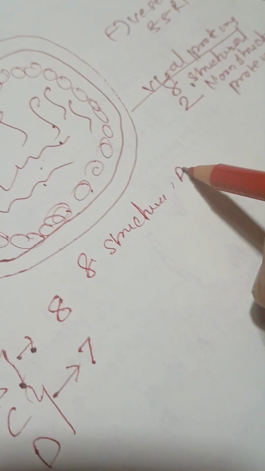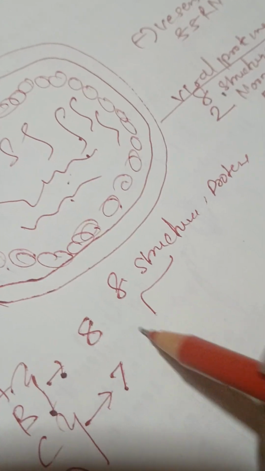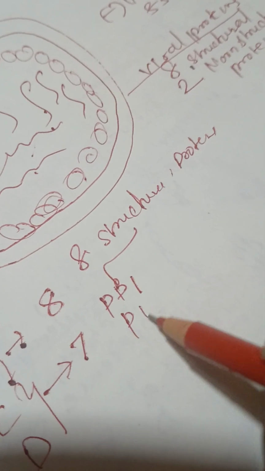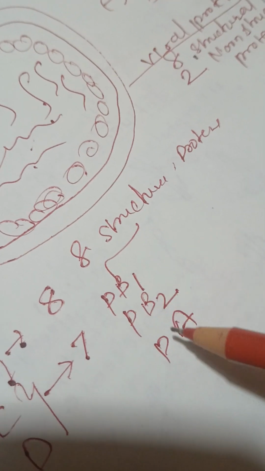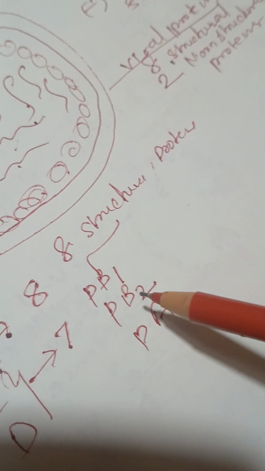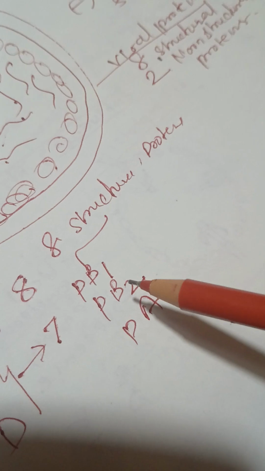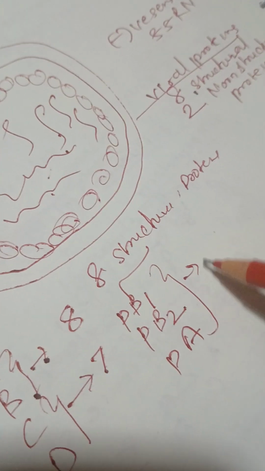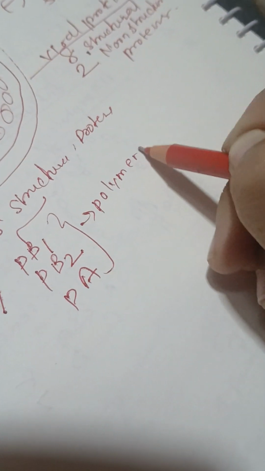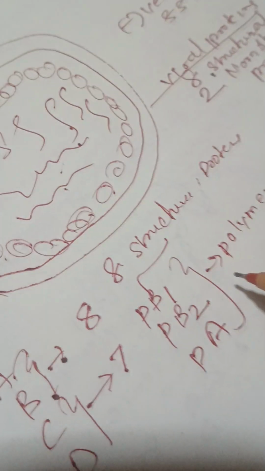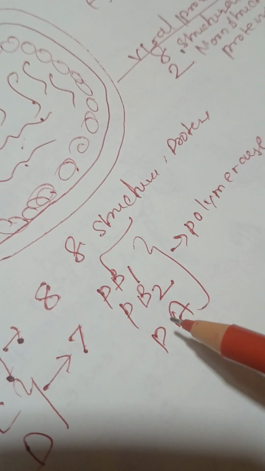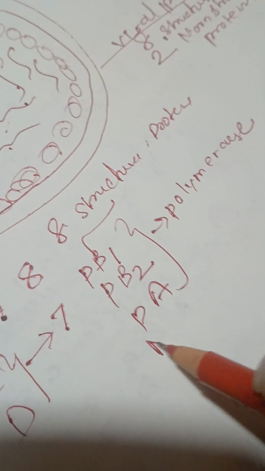Those 8 structural proteins: first are the PB1, PB2 and PA proteins. So these 3 are the polymerase proteins which are responsible for RNA transcription and RNA replication. Both of these processes take place in the nucleus. So they come under the class of polymerase proteins which are responsible for RNA transcription and RNA replication.